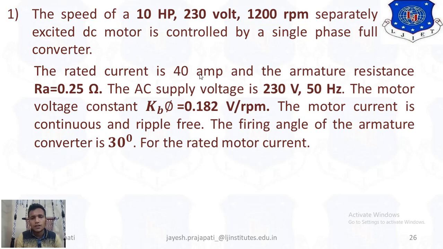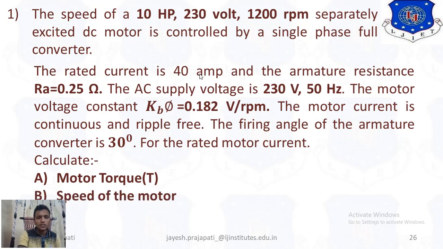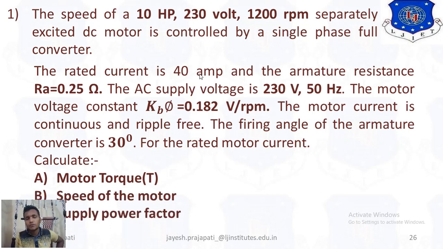The motor current is continuous and ripple free. The firing angle of the armature converter is 30 degree. For the rated motor current, we have to calculate first motor torque, second speed of the motor, and third, the supply power factor. So that is an example for a full converter.